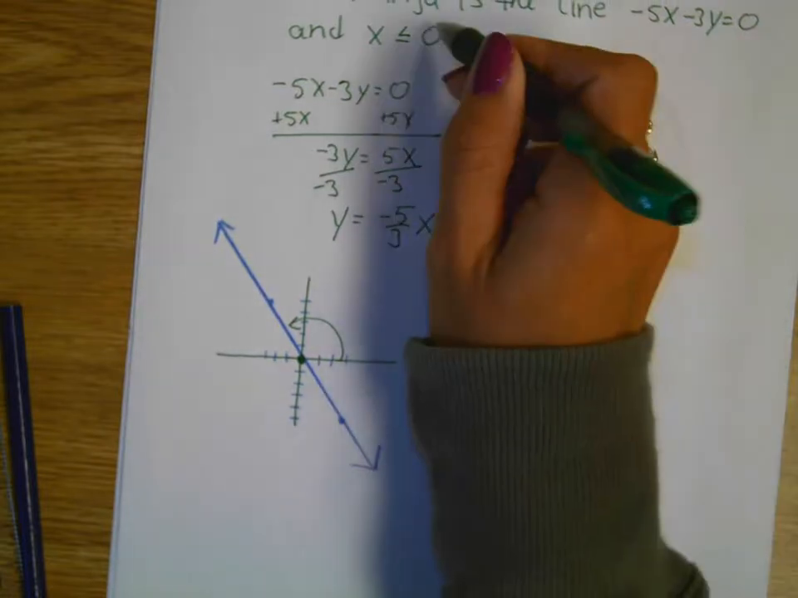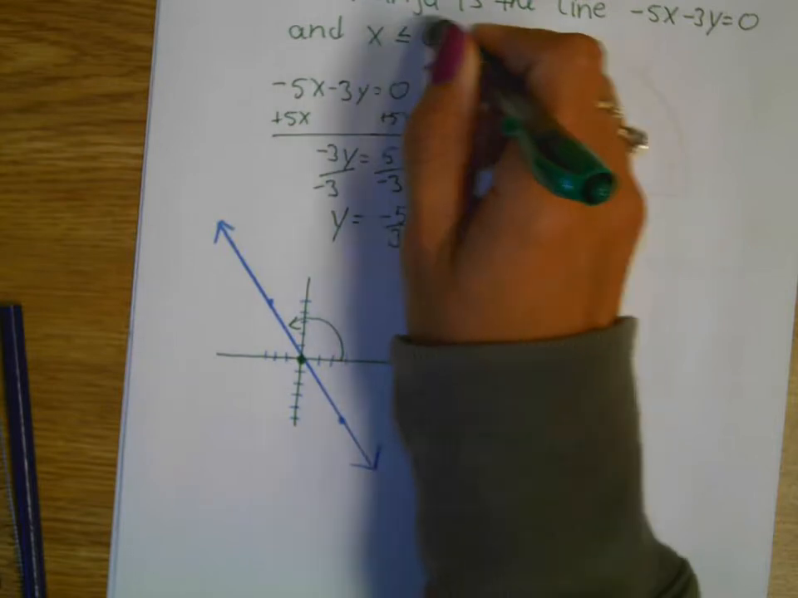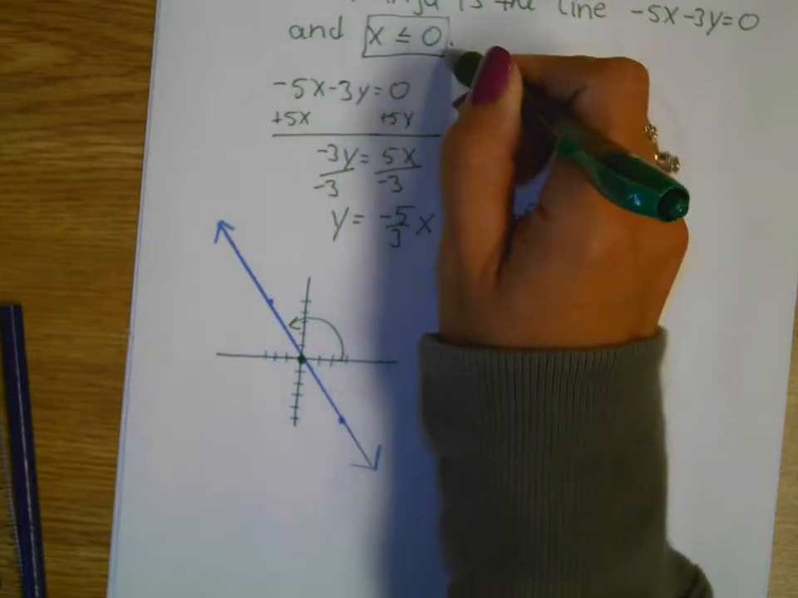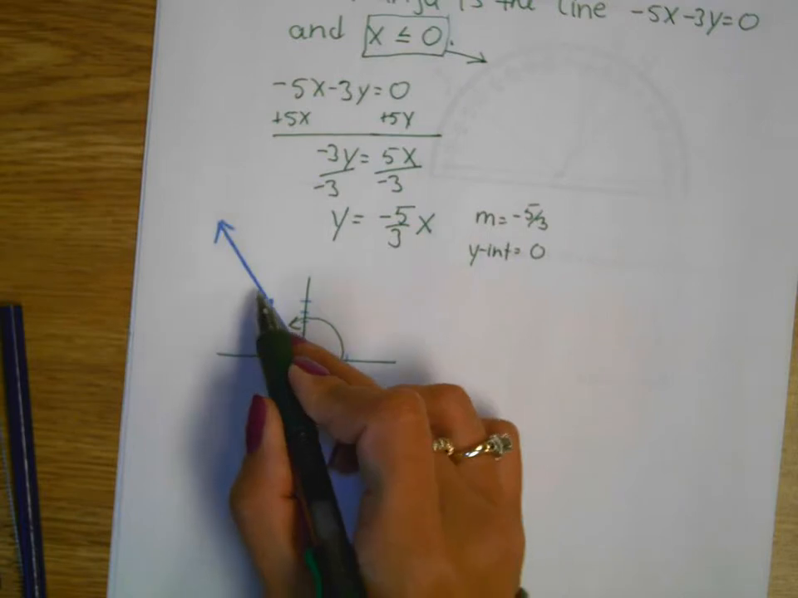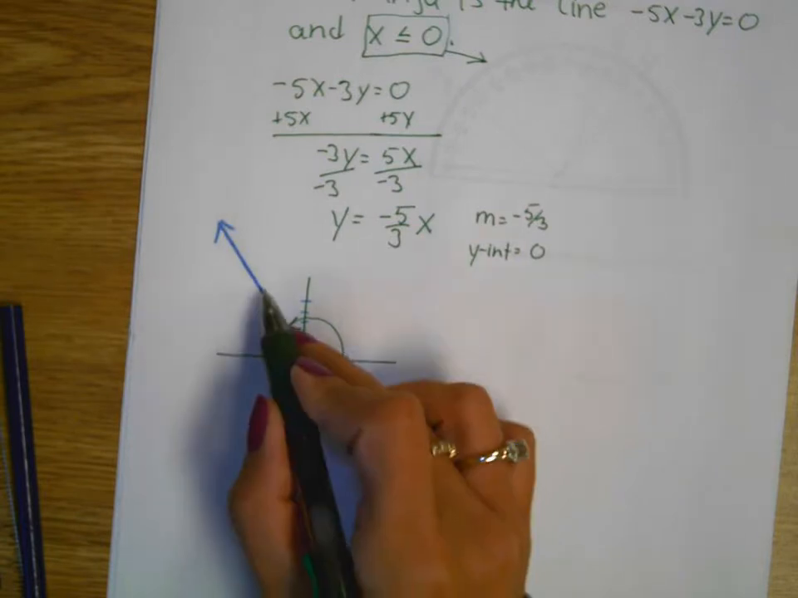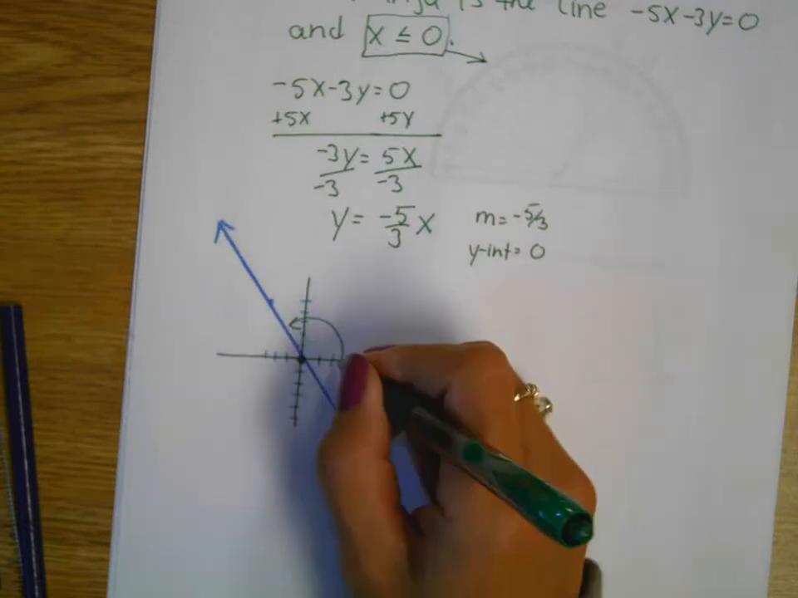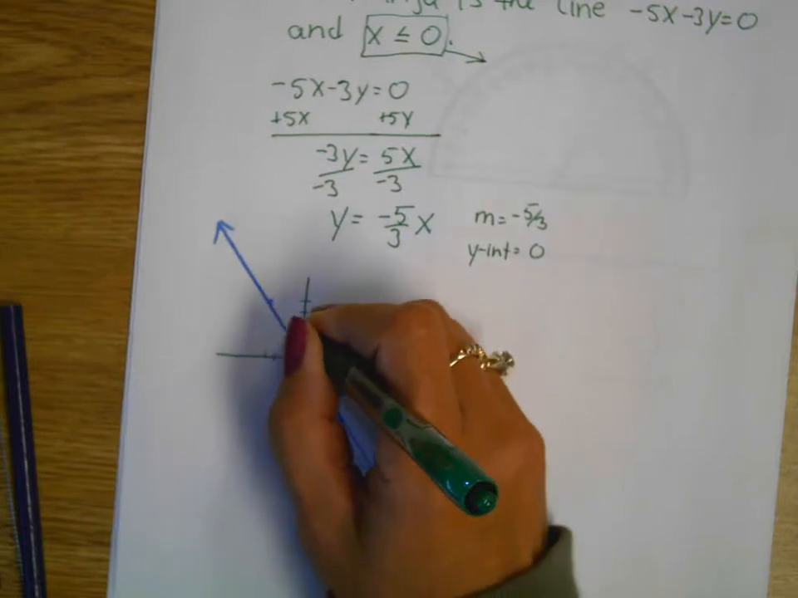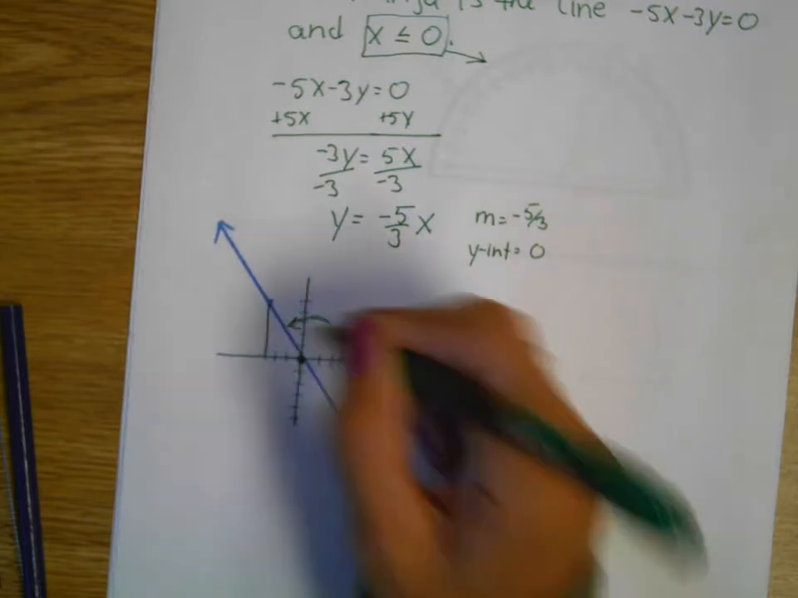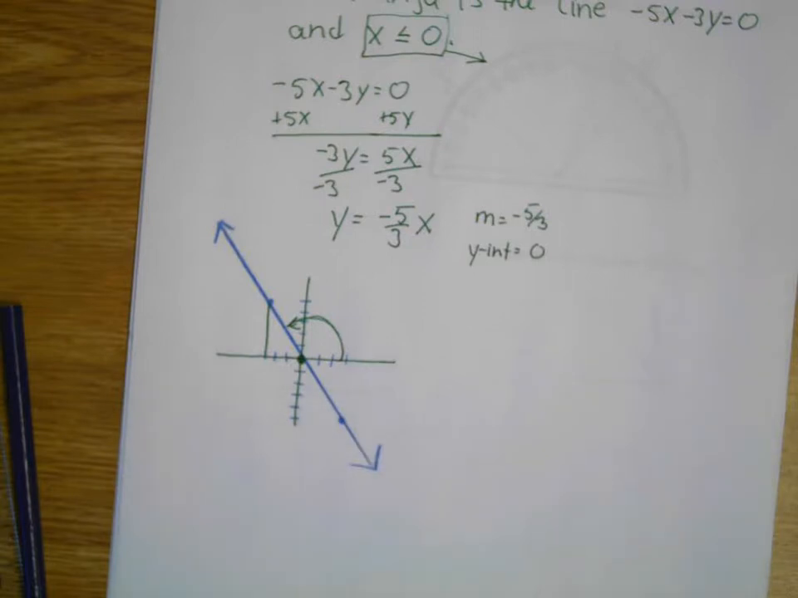So you do have to use this second piece of information. When they're telling me x is less than 0, that happens in quadrants 2 or 3. And my line is in quadrant 2. So that's why I'm going to make it be this triangle here, not this one down here.